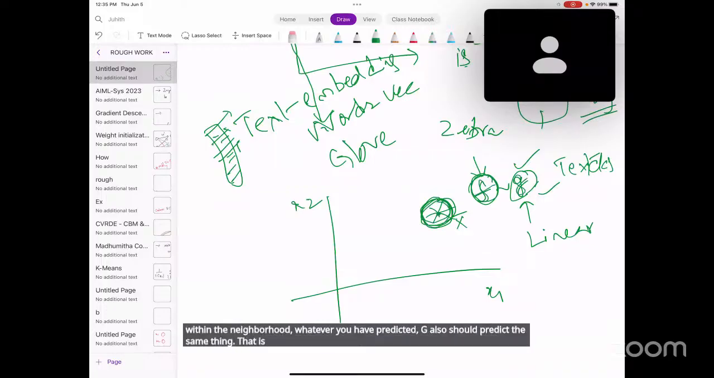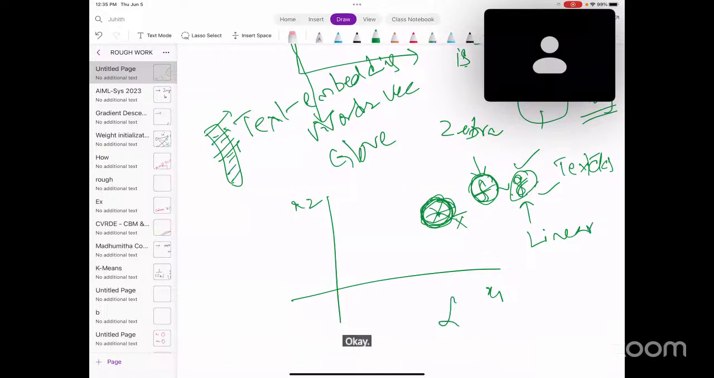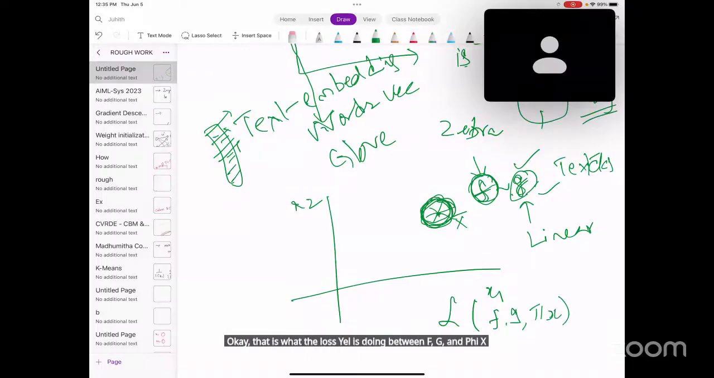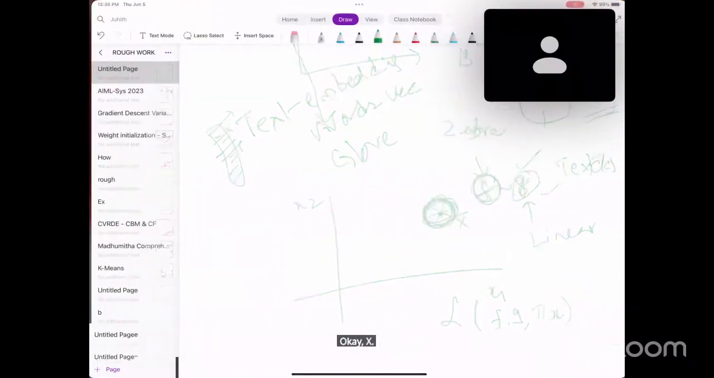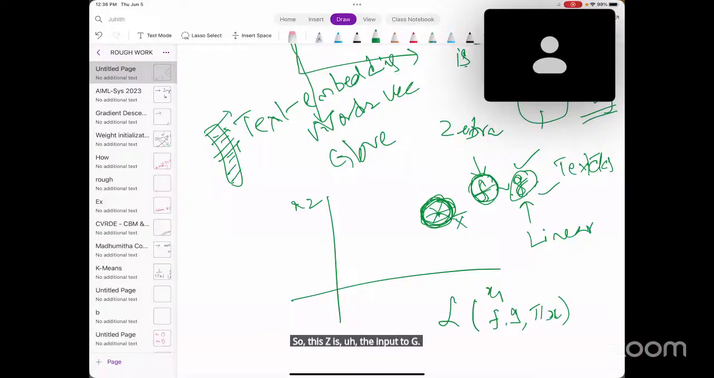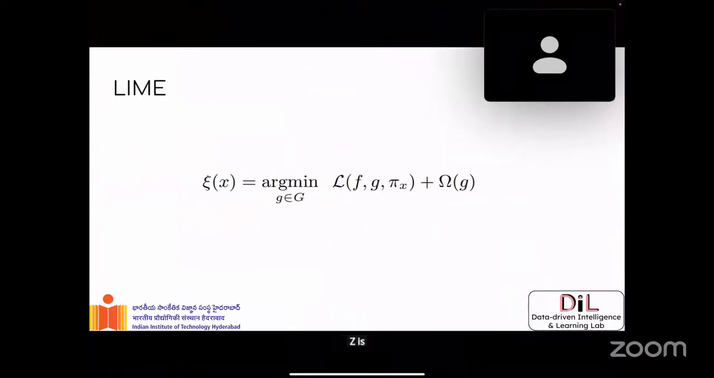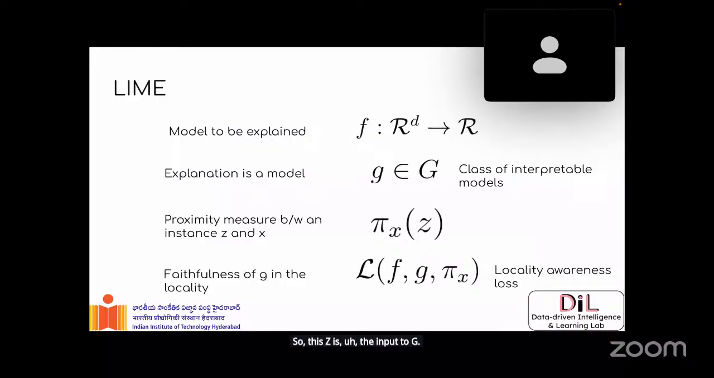That is how I approximate f with g within the neighborhood. That is what the loss L is doing between f, g, and phi x. Phi x is just to understand what is the neighborhood of x. So this Z is the input to G, right? Z in this case is basically comparing 2 points x and z.